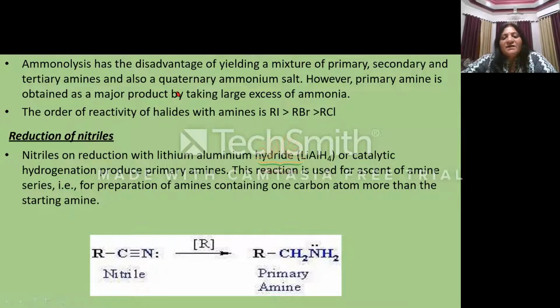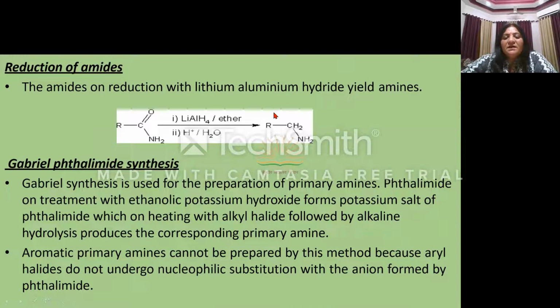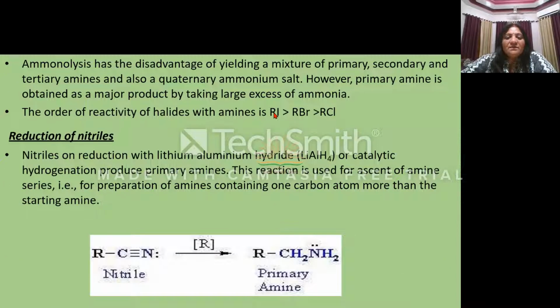The order of the reactivity of halides with amine is RI is greater than RBr is greater than RCl. So from alkyl halide we can readily prepare the mixture of 1 degree, 2nd degree, 3rd degree amines in this order. Alkyl iodide is more reactive than alkyl bromide, which is more reactive than alkyl chloride.